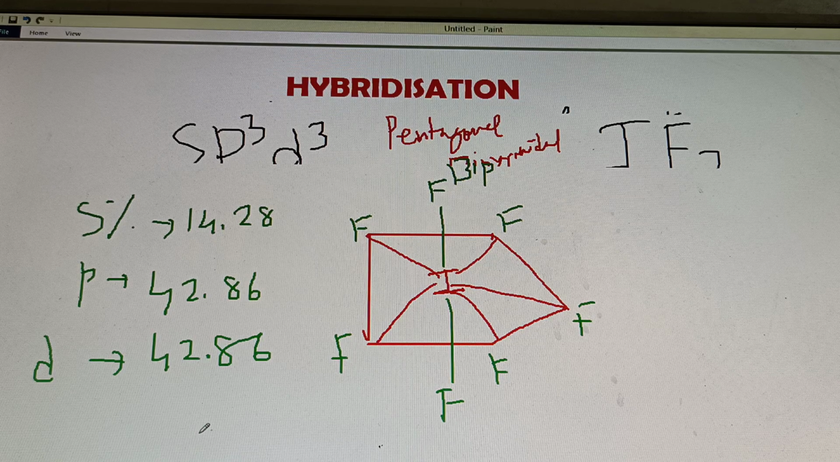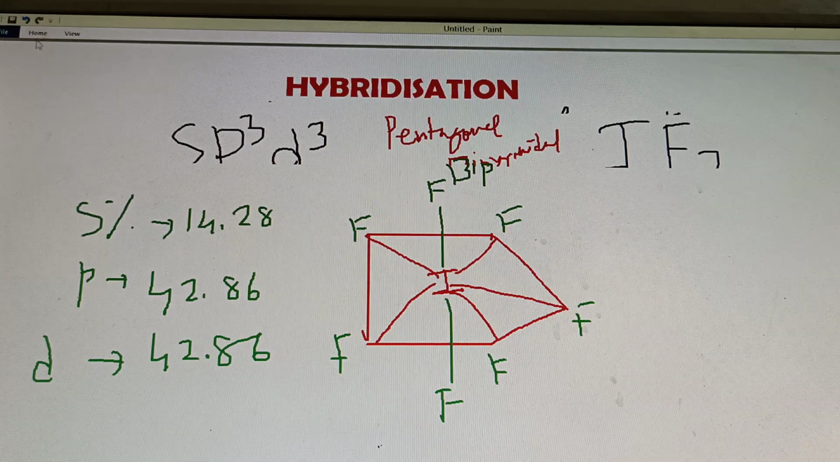So we have discussed so far sp hybridization, sp2, sp3, sp3d, sp3d2 and sp3d3 hybridization. Now sp3d2 hybridization has two types: one is sp3d2 and another is d2sp3. It will be discussed later in the coordination chemistry chapter, that is inner orbital or outer orbital complexes, based on strong field and weak field ligands.